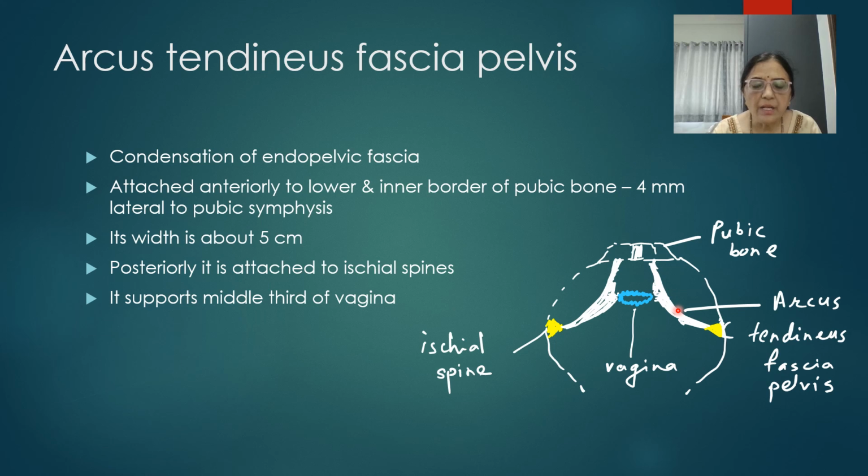It is running like that, and while it passes from the pubic bone to the ischial spines, it comes in contact with the middle one third of the vagina, and the outermost layer of the vagina is called fibromuscular connective tissue. This fibromuscular connective tissue of the anterior and posterior vaginal wall is merging with this arcus tendineus fascia pelvis, and that is how it provides support to the middle third of the vagina.